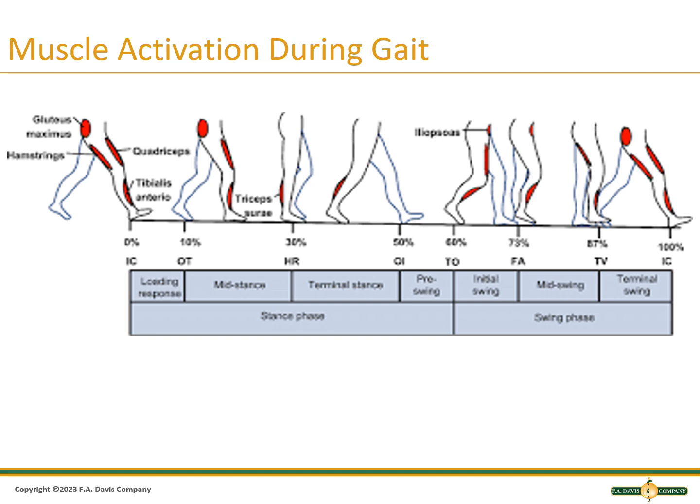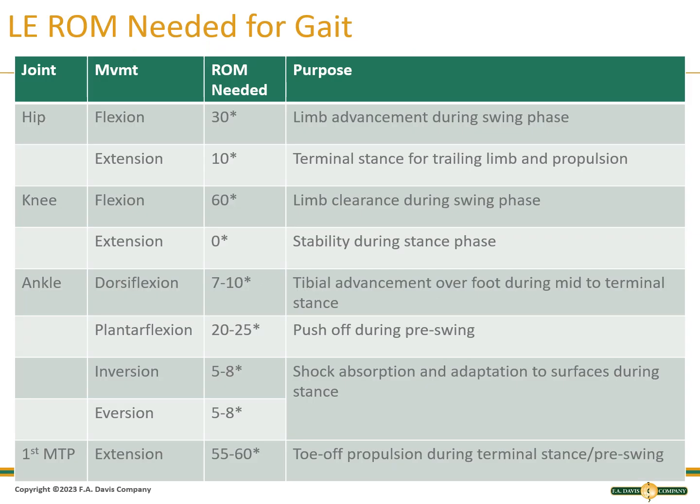We then get activation of our gastroc soleus as we come over to mid stance, and we're needing to initiate concentric plantar flexion in order to push off. And so we can just see the evolution of muscle activation and how muscle activation of the ankle is needed in order to perform stable gait.